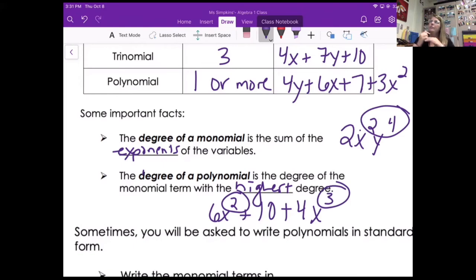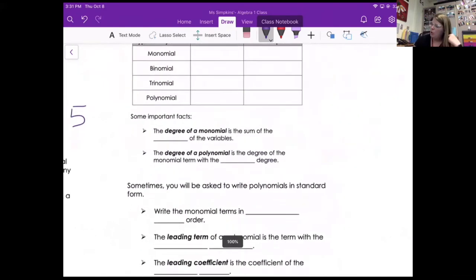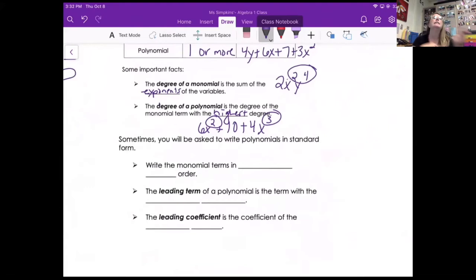Okay. The last thing I'm going to have you do with polynomials is writing them in standard form. So standard form is when we are writing them in descending order. I can never spell this right.